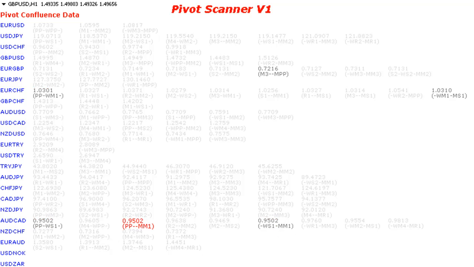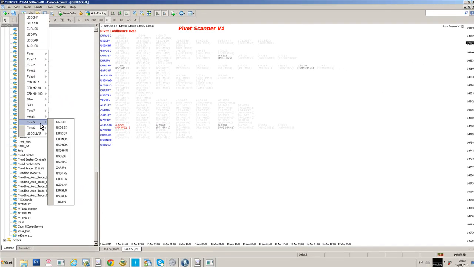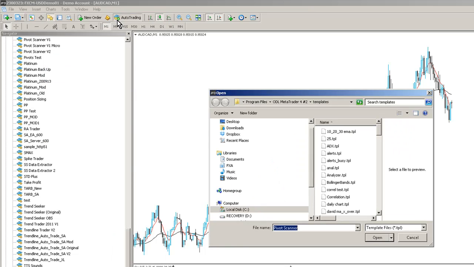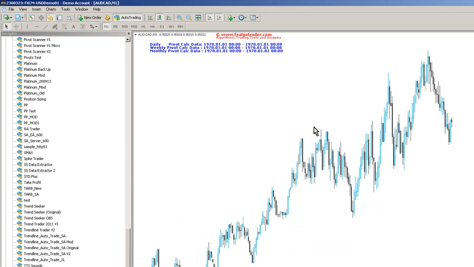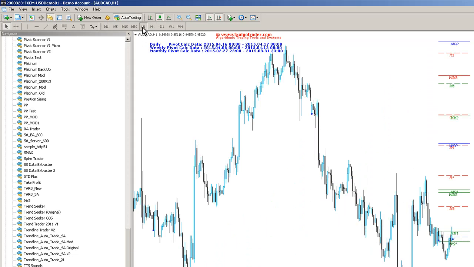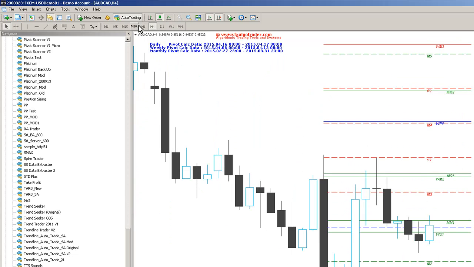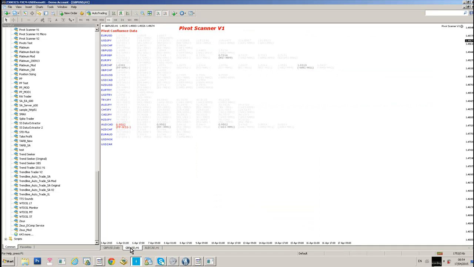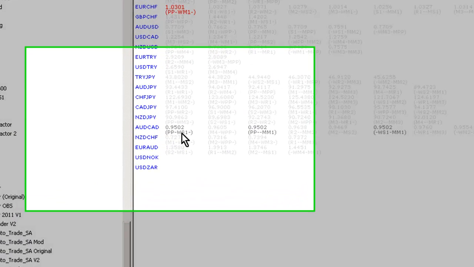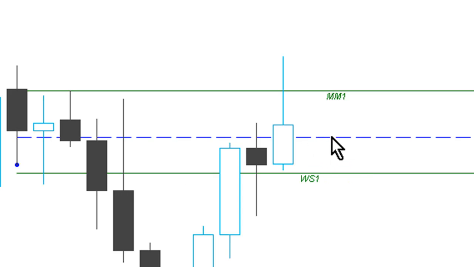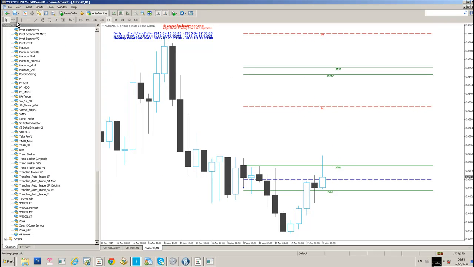So if we go to an Aussie CAD chart and we load up our template for our V3 pivots, change the time frame, and I'm just going to zoom in a little bit. Going back to the pivot scanner, it was telling us we've got confluences on the central pivot and the WS1 pivot. And you can see here, that's the central pivot of the day. WS1 is here. So in pip terms, we're talking about a proximity of about 5 pips at the moment.